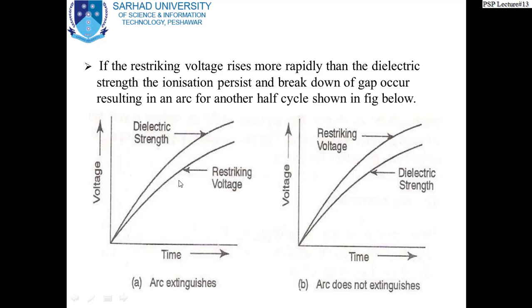So in this particular graph A, the dielectric strength rise is more than the restriking voltage rise. So therefore, in this condition, the arc extinguishes. Okay.